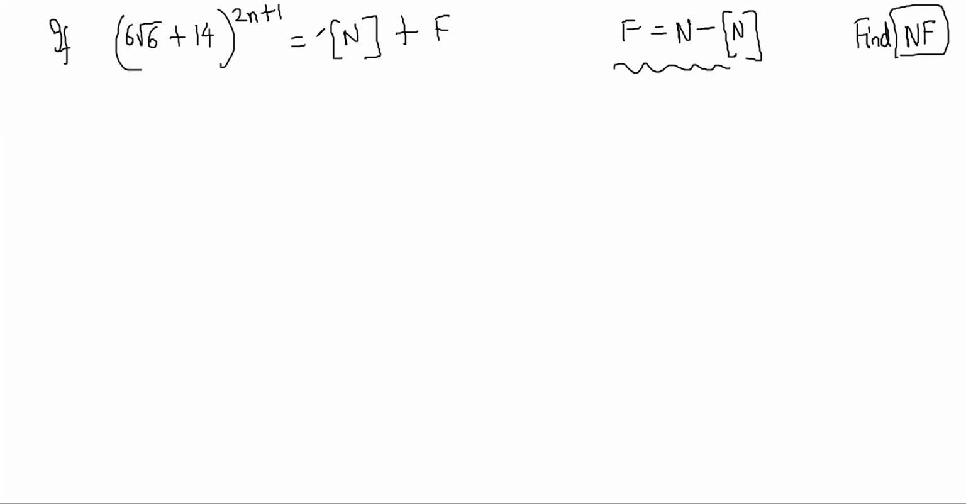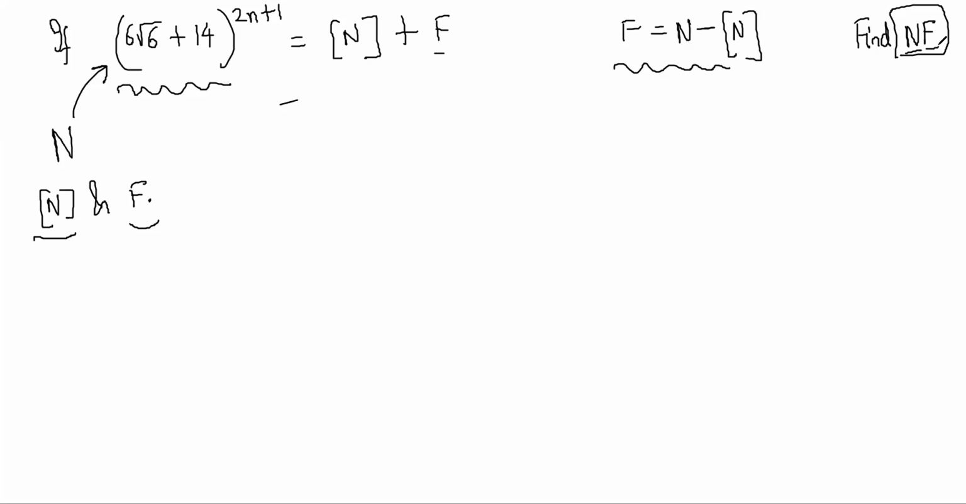So let's think about first of all what it means. He's saying this thing will be some number, and it could be some decimal number. That thing is basically n, because if you put f as n minus this, it's just n. This n basically has two parts: the integer part and the fractional part. Now, what he's asking you to find is n times the fractional part, right?